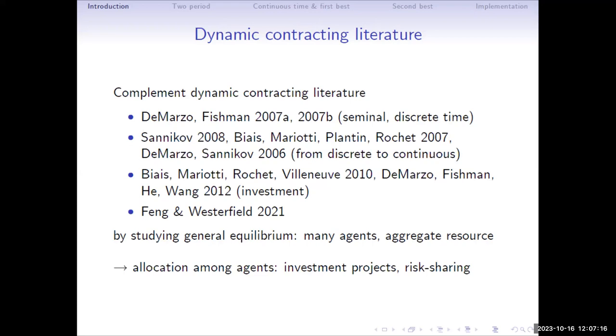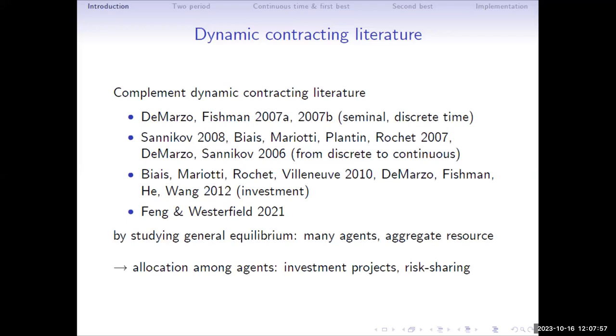What's different between the present paper and that literature is that in the literature, usually there's one principal and one agent, so it's a bilateral relation. We're trying to think of an economy at large with lots of agents and lots of projects and lots of little risks that realize here and there. Then we have an aggregate resource, and we try to allocate resources across agents in this general equilibrium setting. So that's the sense in which we're going a little bit beyond the previous literature on dynamic financial contracting.